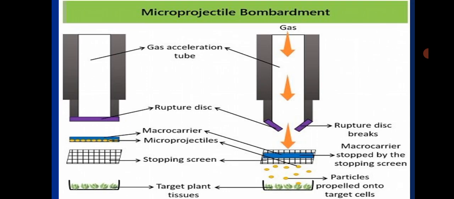Here the picture shows the apparatus of a gene gun. The gas acceleration tube is the one through which the gas is passed. Usually helium gas is passed with high pressure and high velocity, which will rupture the rupture disc. After that, it pushes the macrocarrier along with the microcarrier towards the stopping screen. At the stopping screen, the macrocarrier is stopped and not permitted to pass, whereas the microcarrier, which is already coated with metals carrying the gene of interest, will pass and enter the target plant cell that is kept in an apparatus or in a tray.